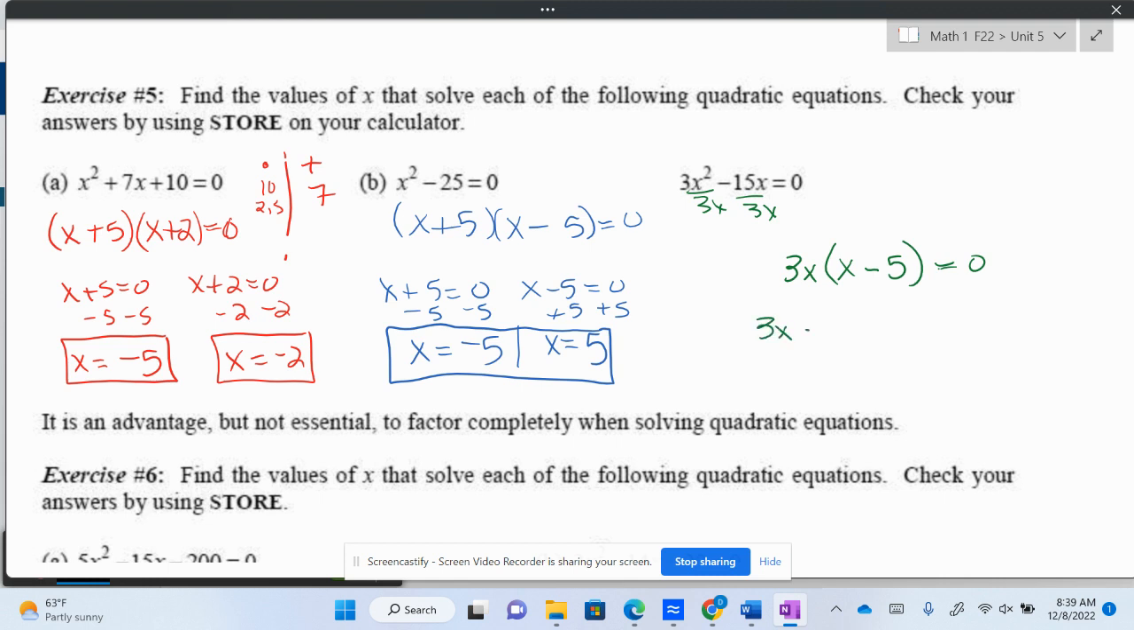So 3x equals 0, because remember, if it's got a variable on it, you have to use it, and x minus 5 equals 0. So if 3x equals 0, divide both sides by 3, that means that x is 0. If x minus 5 equals 0, add 5 to both sides. That means that x equals positive 5.